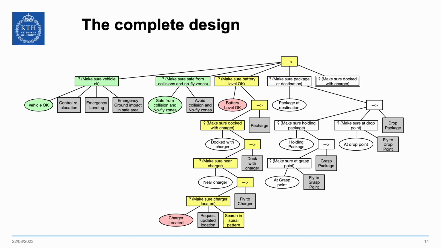So the complete design might look like this. We have all the top level goals here. We have all the subtrees that we've discussed one by one. So this is how it looks. Now we have some added color coding here, just to illustrate one instance in the execution where the vehicle is okay. So green is returning success, red is returning failure, and yellow is running in this example. So the vehicle is okay, we're safe from no-fly zones, and then this guy is actually running. We're doing search in spiral pattern to locate the charger.